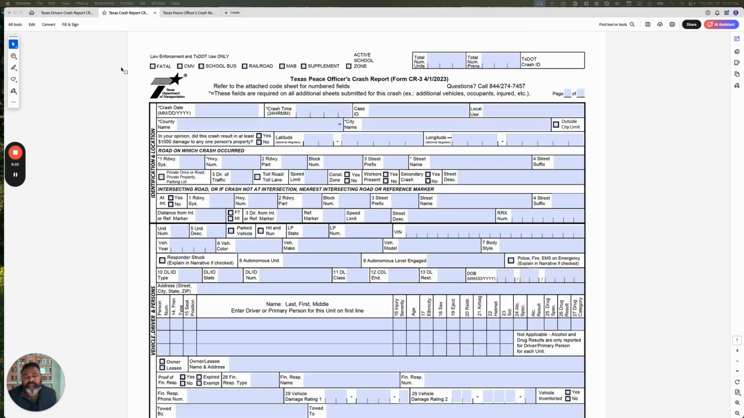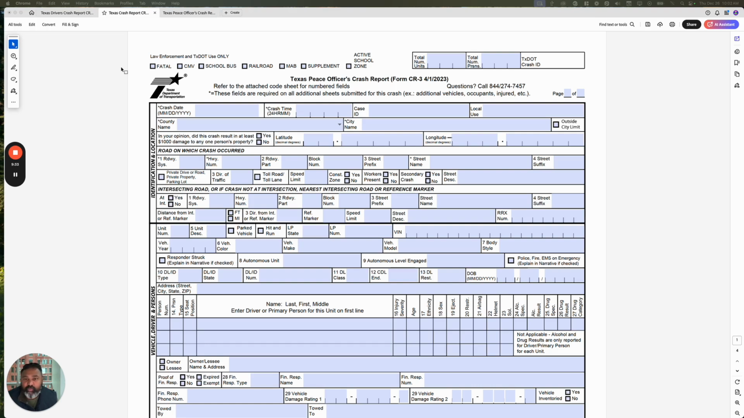You'll see that the Texas Peace Officers Crash Report, sometimes referred to as the CR3 or an accident report, starts off with some basic categorization. And here we'll start to see abbreviations that maybe you haven't come across before. Of course, there are accidents involving fatalities. A CMV is a commercial motor vehicle, a school bus, a railroad. MAB means Medical Advisory Board. That indicates the possibility that some medical condition could have contributed to the accident.